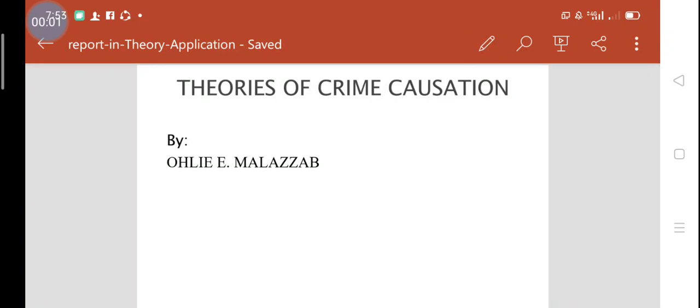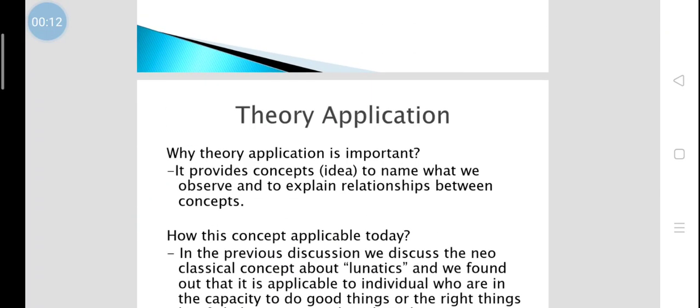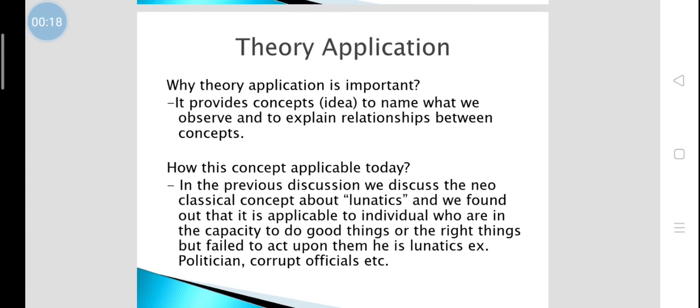Ladies and gentlemen, our topic for today is about the theories of crime causation. Why is theory application important? It provides concepts to name what we observe and explain relationships between concepts. How is this concept applicable today?